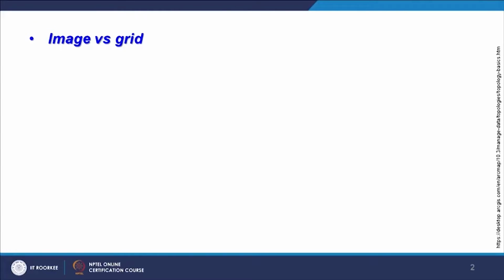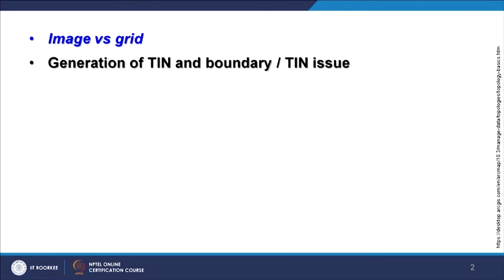What we are going to discuss and show here is the image versus grid differences, and a few minutes of the early part of our demonstration would be spent on this. Then we will go for the generation of TIN and boundary issues which we have discussed in the theory class. So, these two things we are going to discuss. So, let us go for the software demonstration now.